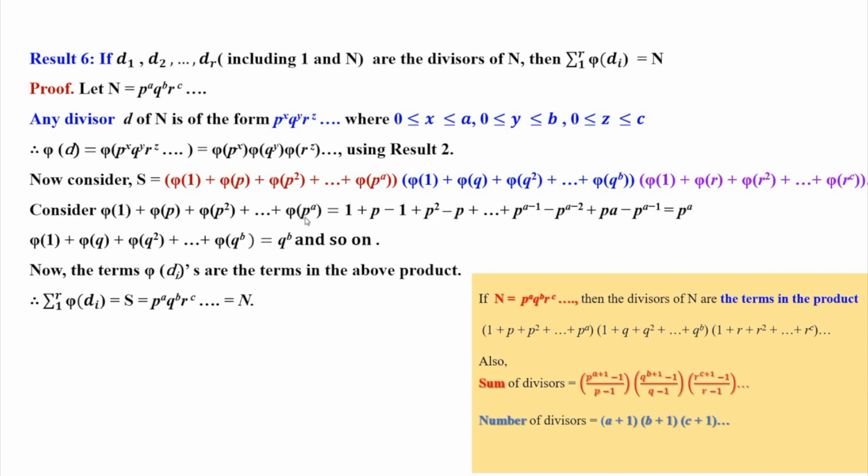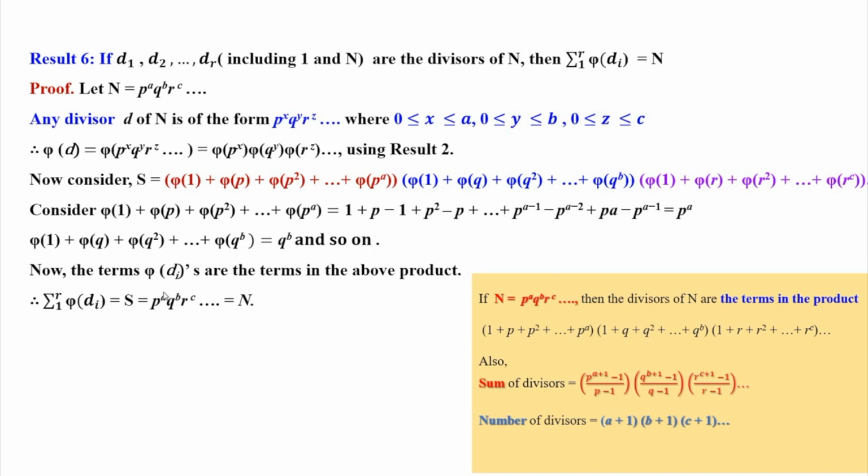In the same way, using the formula for phi of n, these terms are written. So 1 and minus 1, p and minus p, like that all these terms will be cancelled, giving only p power a. This should be p power a, it's a mistake here. So this term alone amounts to p power a. And when we consider the other terms in the same way, that will be nothing but q power b and so on.